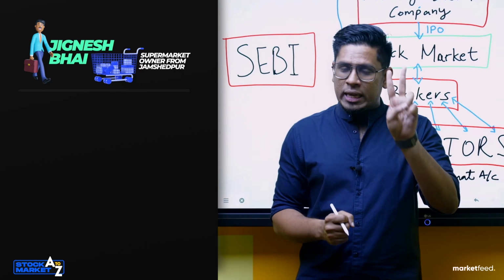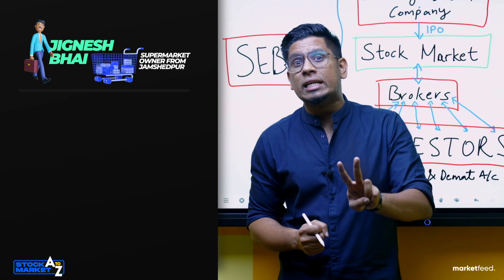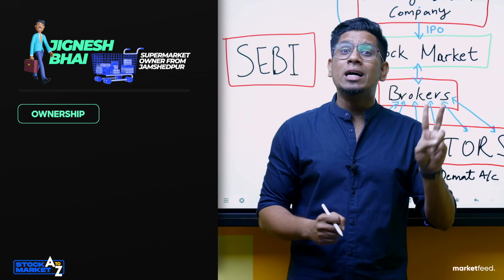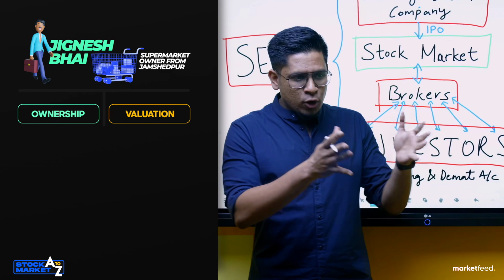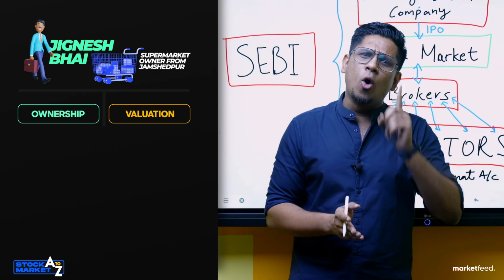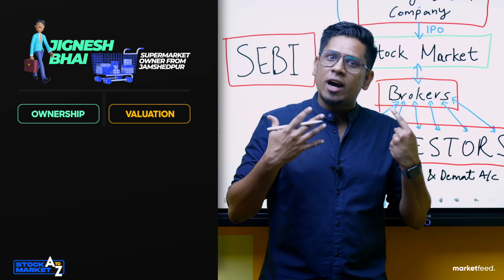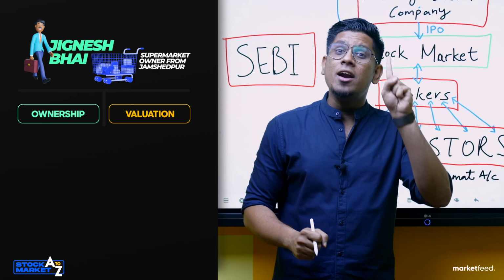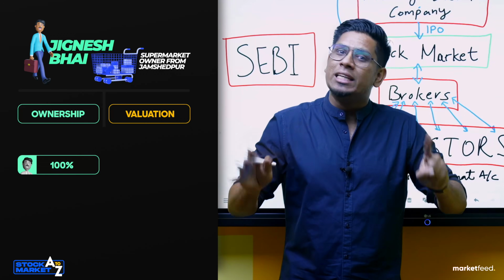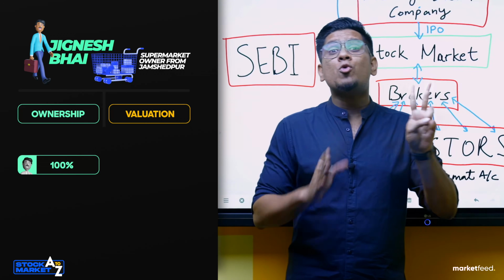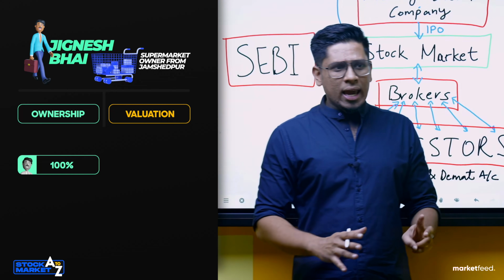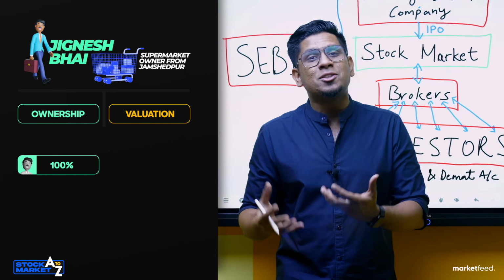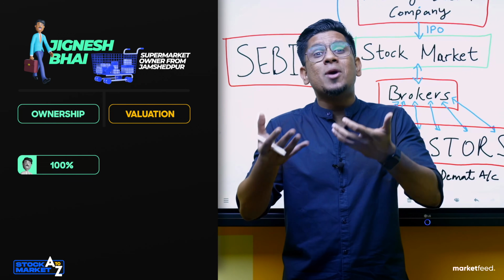Now, there are two things that you should understand when it comes to a business. What are they? Number one is ownership of a business. Number two is valuation of a business. If you look at Jignesh Bhai's supermarket, what is the ownership of that business? Jignesh Bhai started the business himself and he is running it completely by himself, which means that 100% ownership belongs to Jignesh Bhai only. Correct? Then let's talk about valuation of a business. Everything and anything has a value attached to it. Correct? Likewise, a business also has a value, called the valuation of the business.